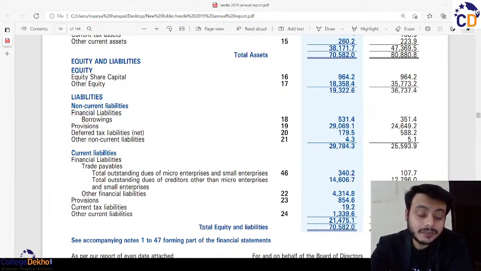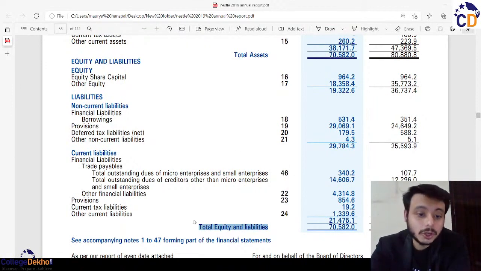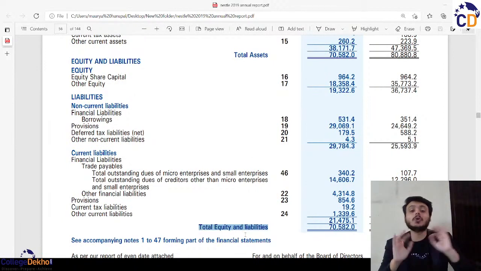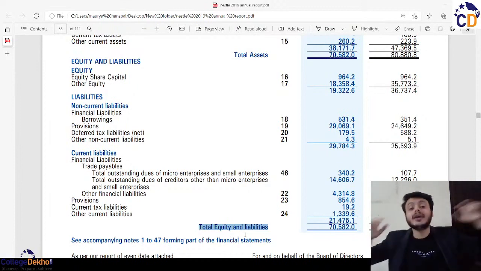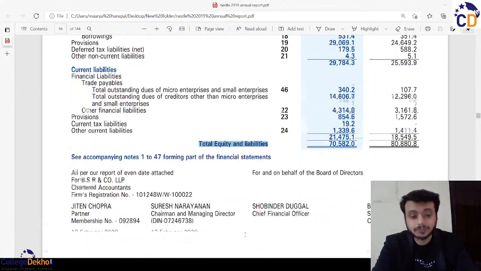Here we have the total figure of equity and liabilities. So do not compare this figure with this figure of total assets. Okay. You need to have the total of only the liabilities. And when you see the total, try to analyze. Agar assets zyada hain, it is good for the company. Agar liabilities zyada hain, then be cautious.